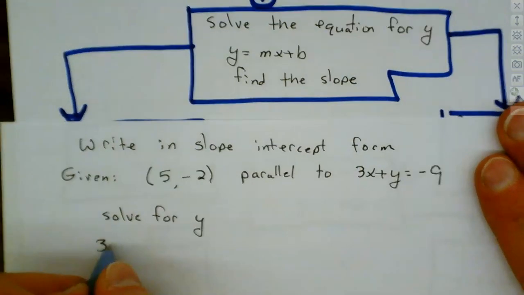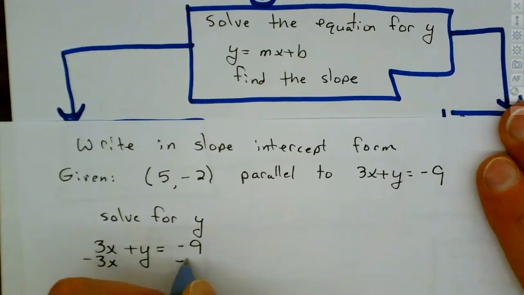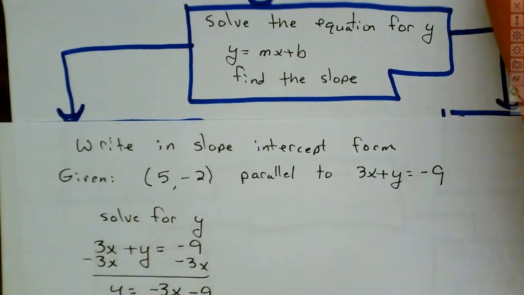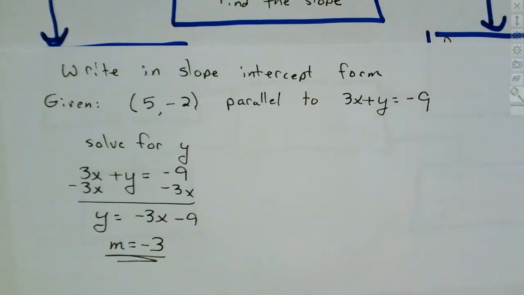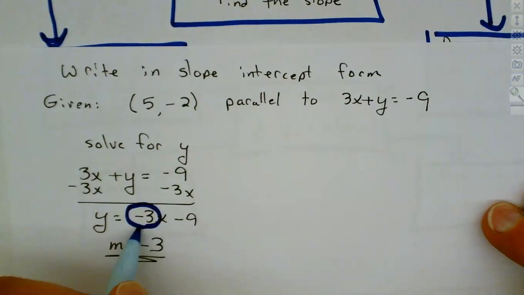So 3x plus y equals negative 9. We'll move that 3x over. So y equals now negative 3x minus 9. My slope is the number in front of the x. So my slope here would be a what? A negative 3. That is your slope.